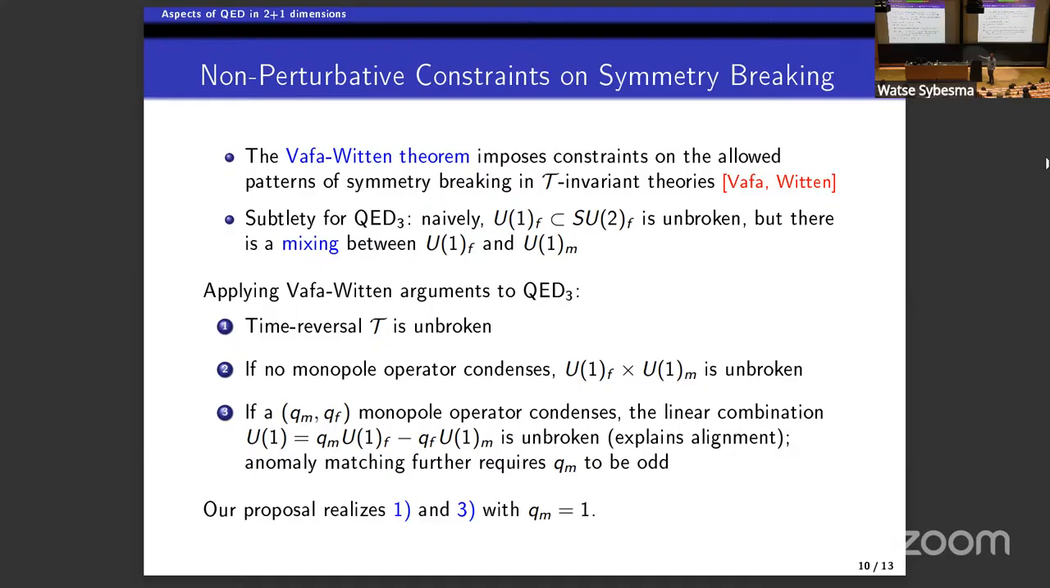So once you take this into account and you apply the Vafa-Witten argument to QED, you can prove the following conclusion. So first of all, time reversal is unbroken. Second, that if no monopole operator condenses, then both the Cartan and the magnetic symmetry are unbroken. And third, if there is a monopole that condenses with some charges, magnetic and flavor, then there is a specific linear combination of the flavor and the magnetic symmetry that is unbroken. So first of all, this explains the alignment that I was telling you before. So the fermion bilinear has to be aligned, because if it was not aligned, it would further break the U1, and this is prohibited by this. And basically, our proposal realizes point 1 and point 3 with the minimal monopole, with the magnetic charge 1.